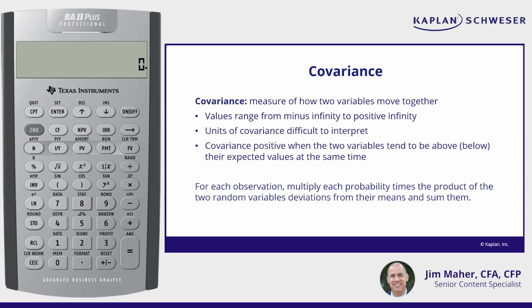Covariance is simply a measure of how two variables move together, and the value ranges from minus infinity to positive infinity. With that in mind, you can imagine that units of covariance are difficult to interpret. Covariance is positive when the two variables tend to be above or below their expected values at the same time. For each observation, we multiply each probability times the product of the two random variables' deviations from their means and then sum them.